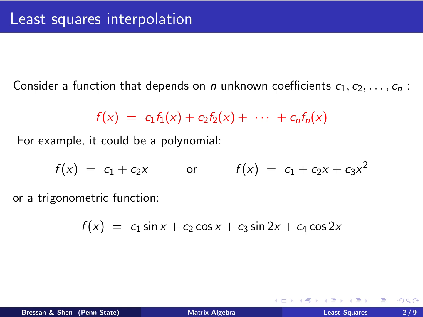So, for example, f of x could be a polynomial c1 plus c2x, where f1 would be 1, f2 will be x, or a second degree polynomial, so c1 plus c2x plus c3x squared. And there are other possibilities. For example, it could be a trigonometric function, so f of x could be a linear combination of sine x, cosine x, sine 2x, and cosine 2x. In this case, we'll have 4 coefficients, c1, c2, c3, c4.